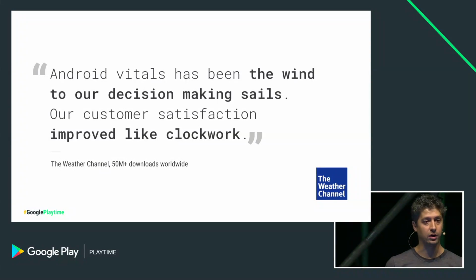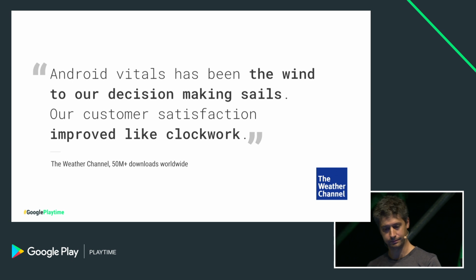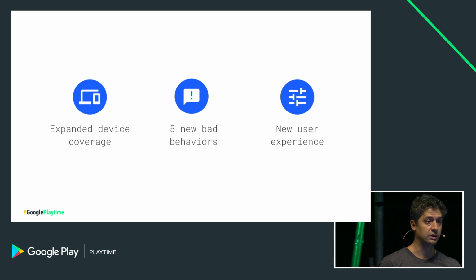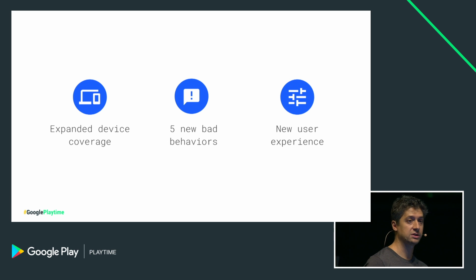Thanks to this, for many partners, Android Vitals is now an active part of their planning, and they observe a direct impact on customer satisfaction by focusing on app quality, like the Weather Channel here. So inspired by all of this, I want to announce 3 new things today: expanded device coverage, 5 additional new metrics to help you understand and act on app quality, and a completely new user experience in the Play Console.